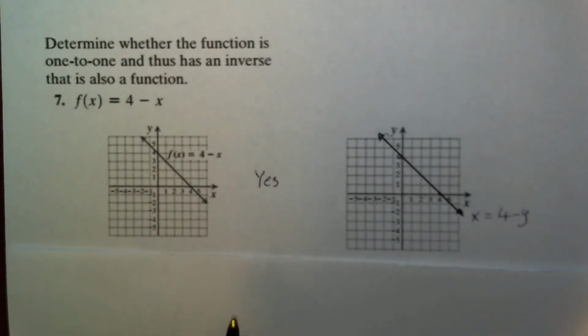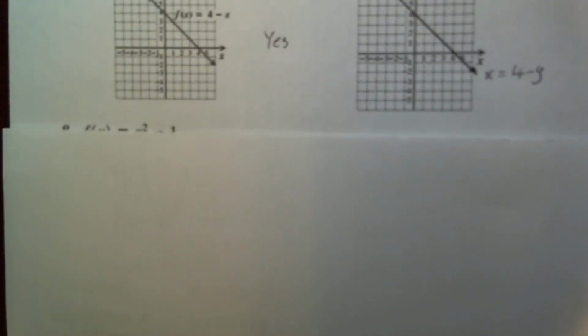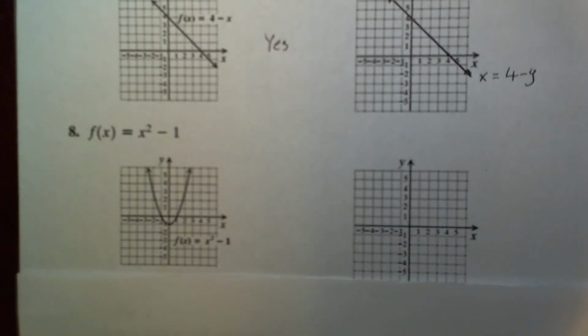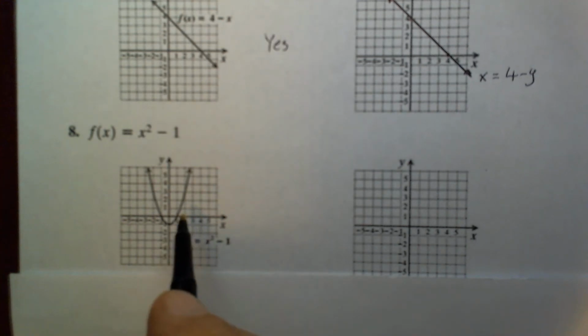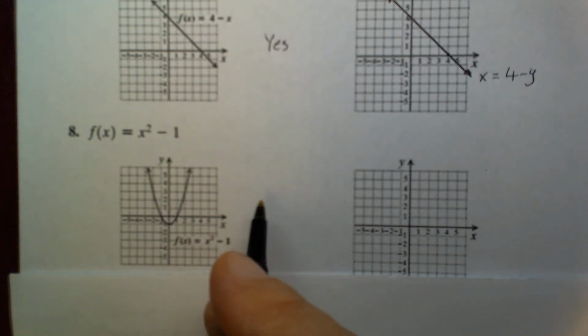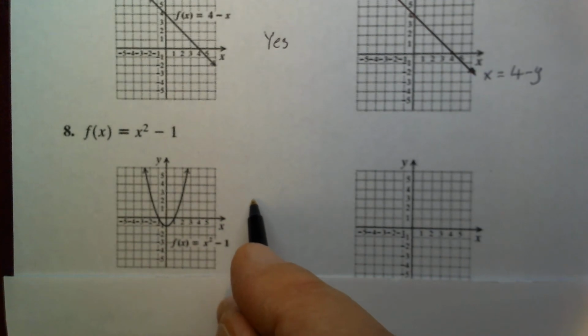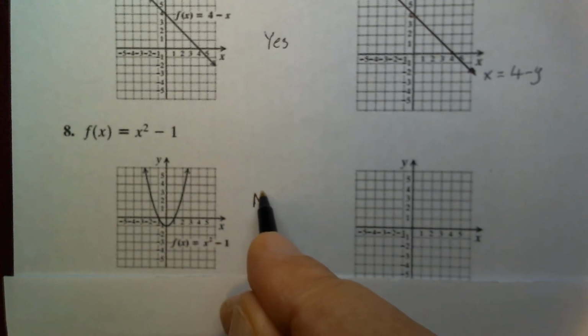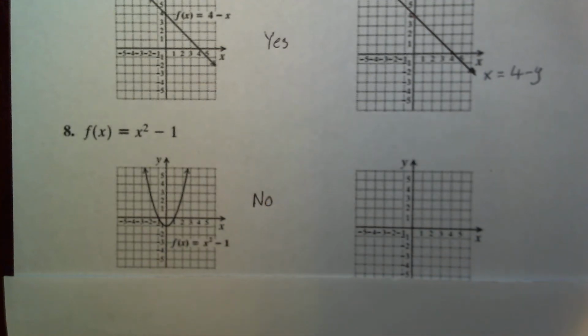So the horizontal line test tells us that the function has an inverse, and here's what the inverse looks like: x equals 4 minus y. In the next exercise, we have f of x equals x squared minus 1. The horizontal line test shows us that the graph can be intersected more than once by a horizontal line. So this is not a one-to-one function, and therefore it does not have an inverse.